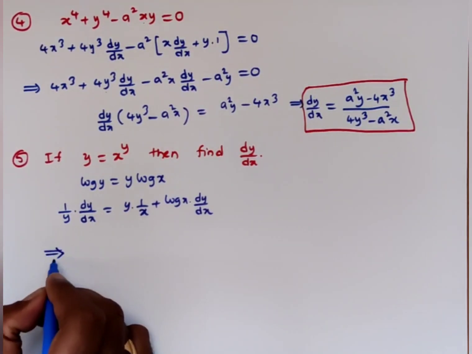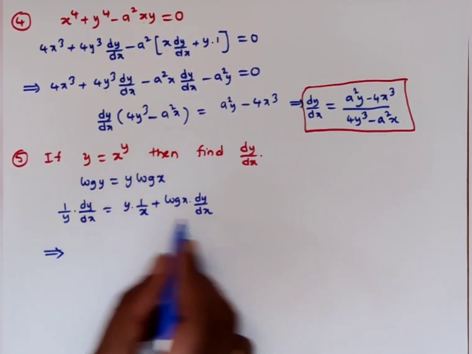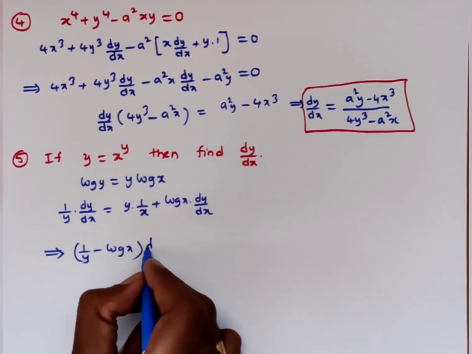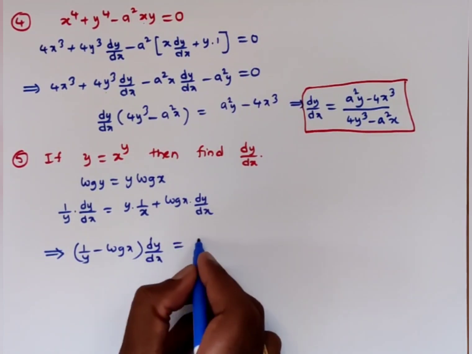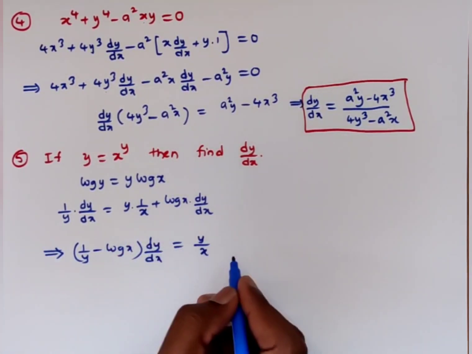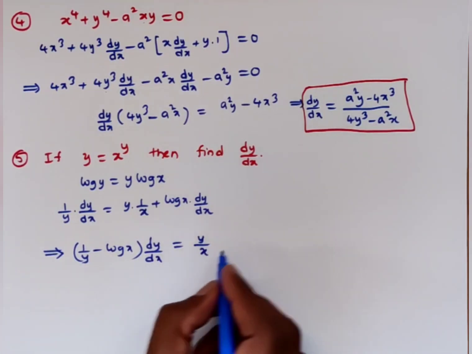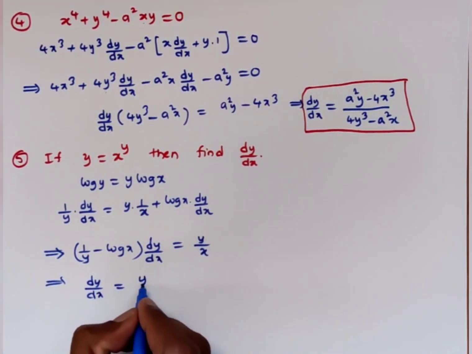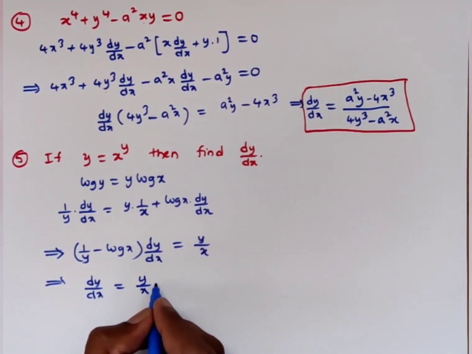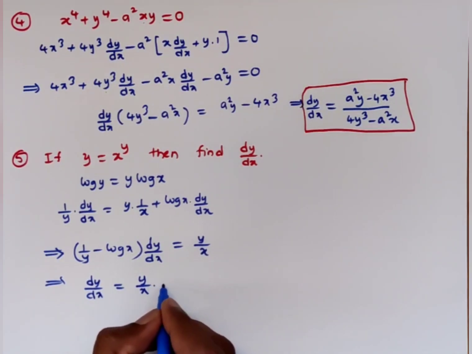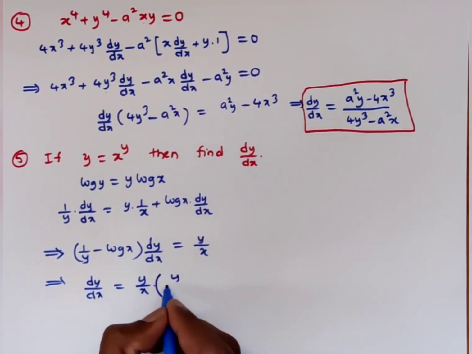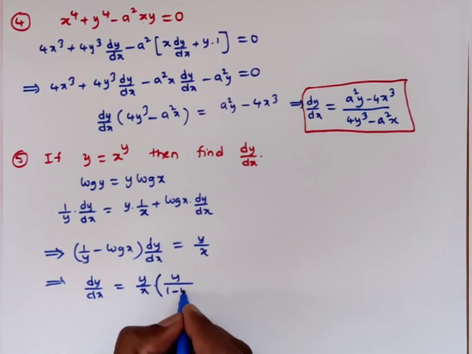Now separate dy by dx terms, so that it is 1 by y, then transposition, so it is minus log x into dy by dx. So this is y by x only, y into 1 by x is y by x. Now this implies dy by dx is equals to y by x into, here we can write this as y divided by 1 minus y log x.